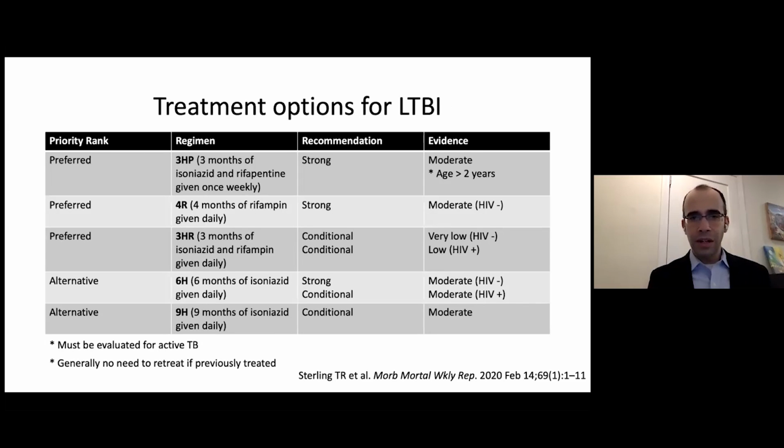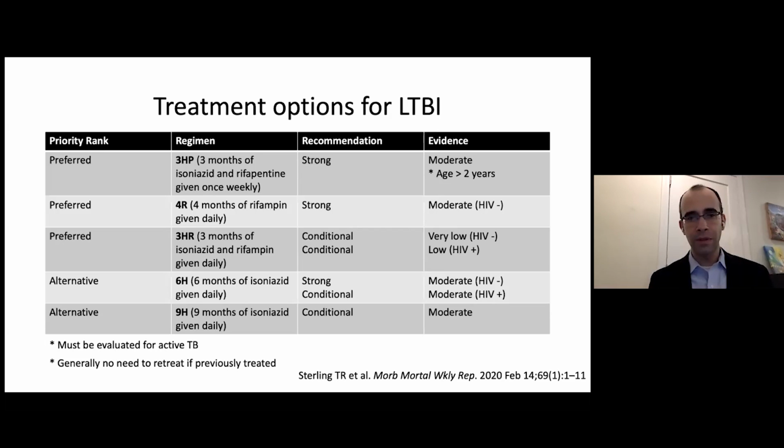Now, I repopulated this chart this year because the treatment options for LTBI have changed as of February of this year. These are the new rankings for the various treatments. Now there's a difference between preferred and alternative regimens, and all the preferred regimens you see there include rifamycins, either rifampin or rifapentine. And the alternative regimens are now the isoniazid-based regimens that were the old gold standards, the 6 and 9 months of isoniazid.